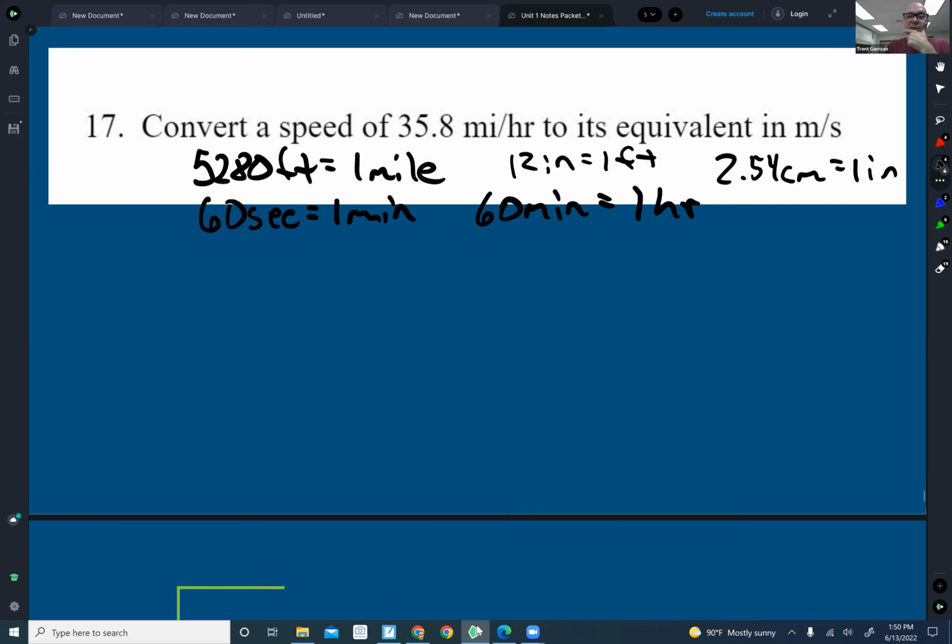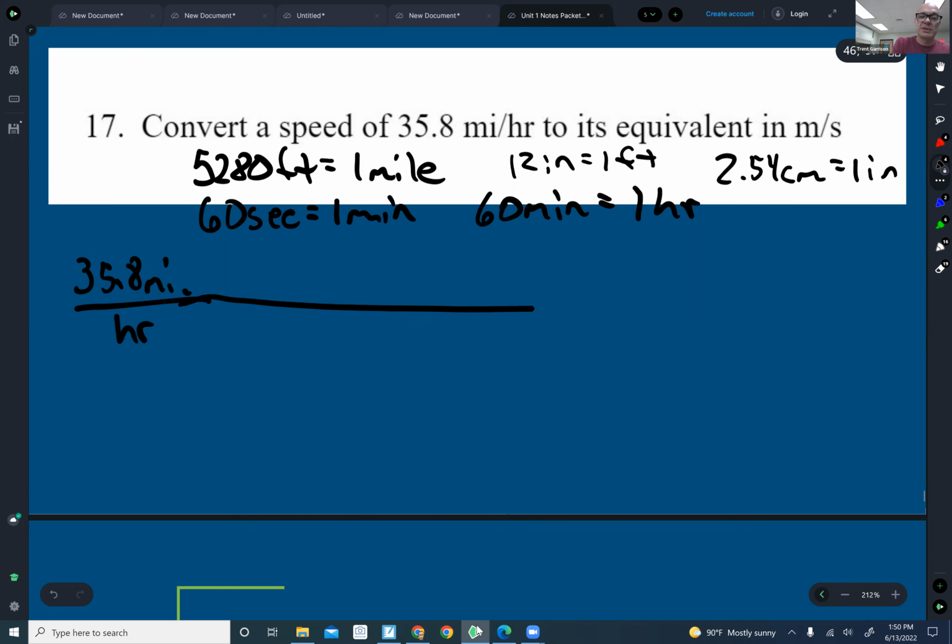Okay. Now, let's do the conversions. I am given 3 significant figures. That's how many will be in my answer. This is miles. Whoops, let's do this. I'm going to make room for this. 35.8 miles per hour. Now what I'm going to do is I'm going to convert this.